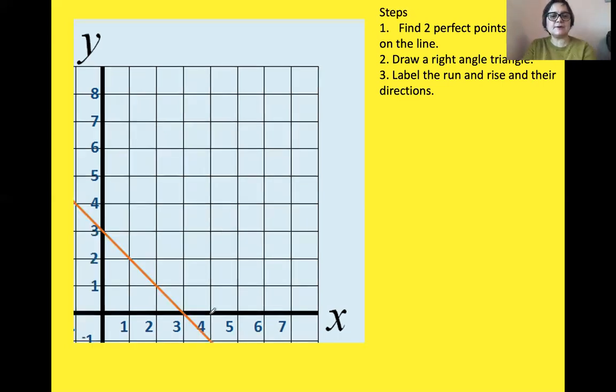Right. Next one. Two perfect points are going to be this point here and this point there. Could be, these two could be perfect points as well. Now, I selected those two because I have the right angle triangle. See, it's ready here for me. All I need to do is just think of the direction of the rise and the run.